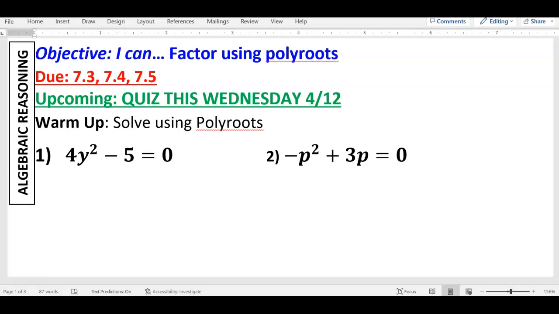Okay? So with that being said, we're going to do this warm-up. Once again, we're trying to make sure we understand how to use polyroots in our calculators, because anytime you have a quadratic with a squared, this is how you can get the solution. What must it always equal? Must always equal what? 0. Do these equal 0?